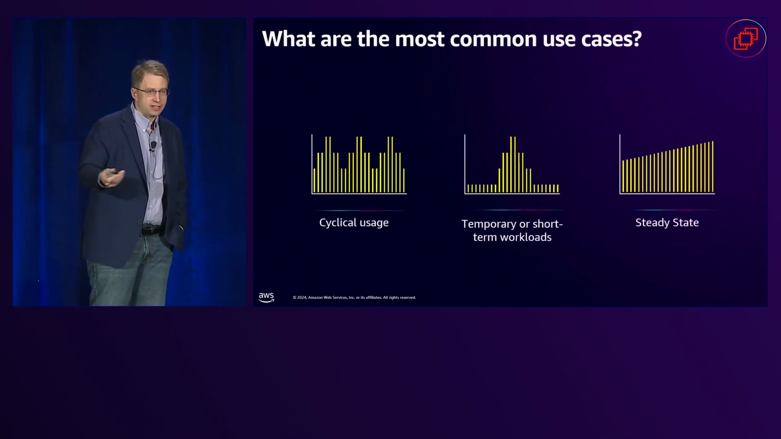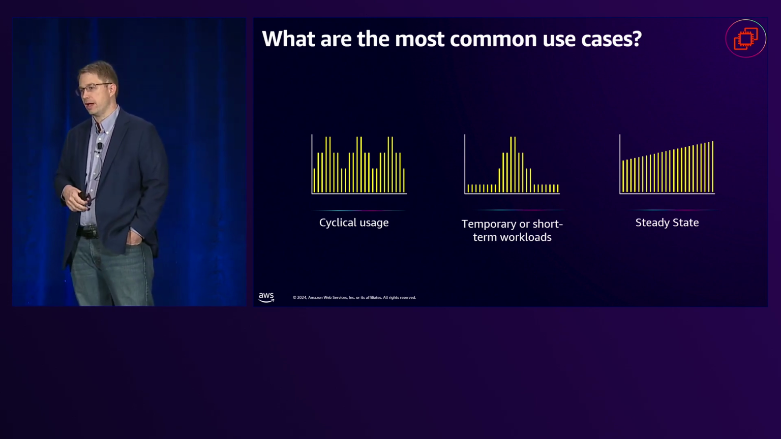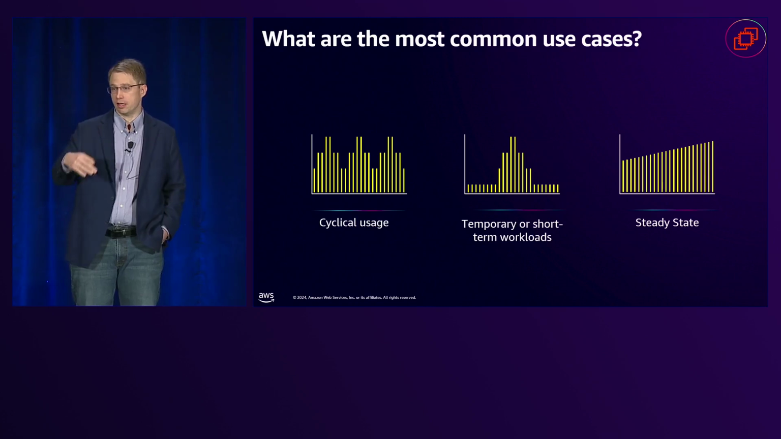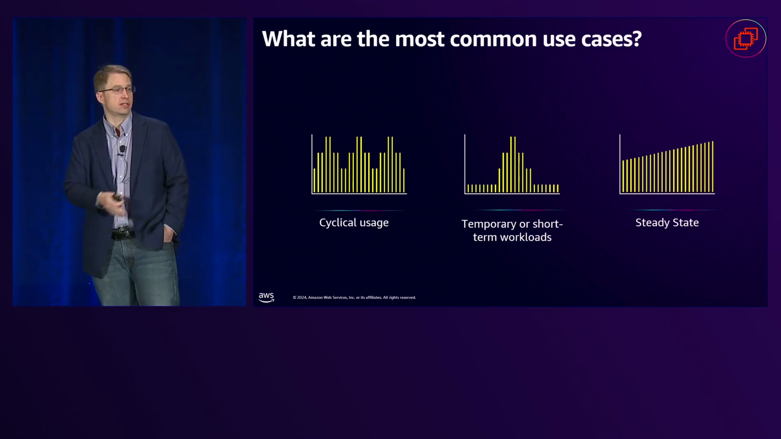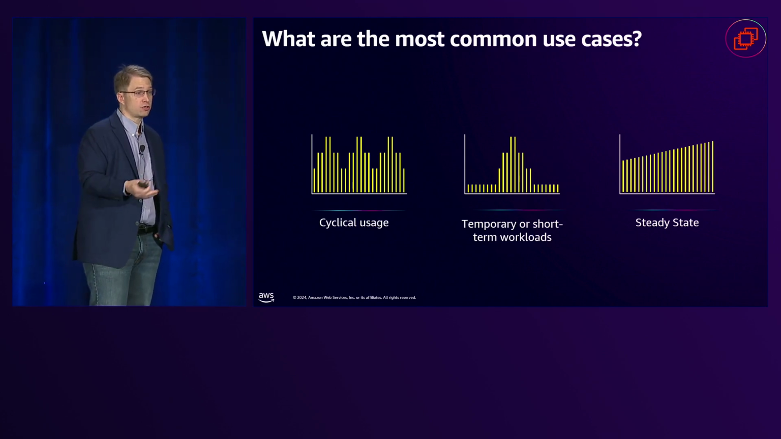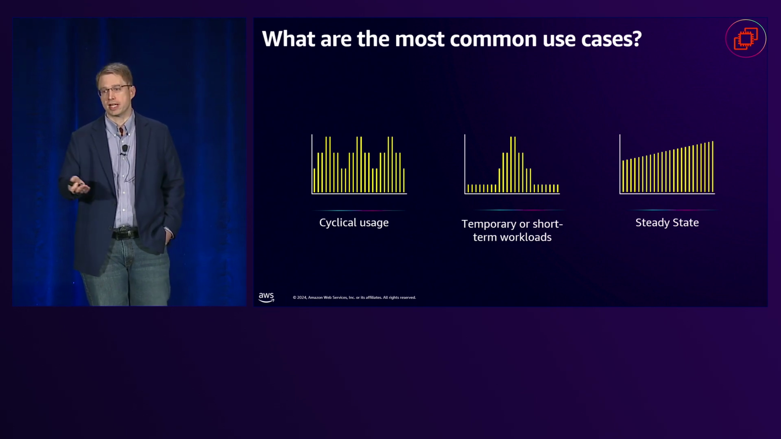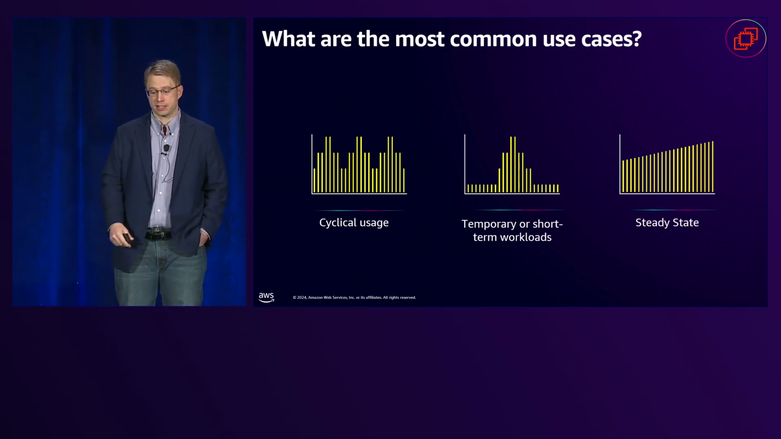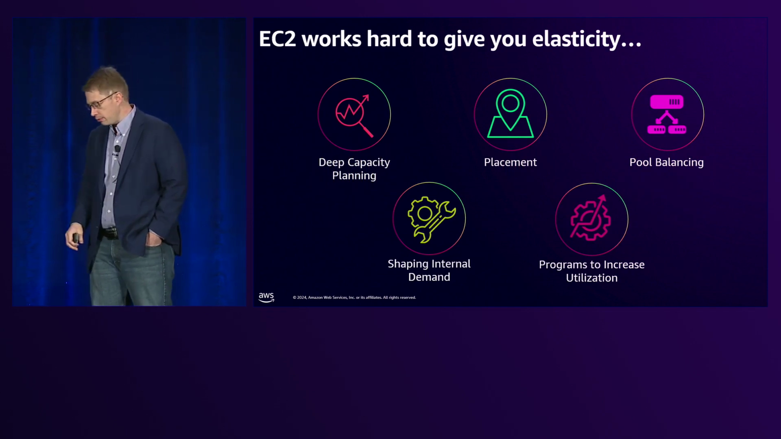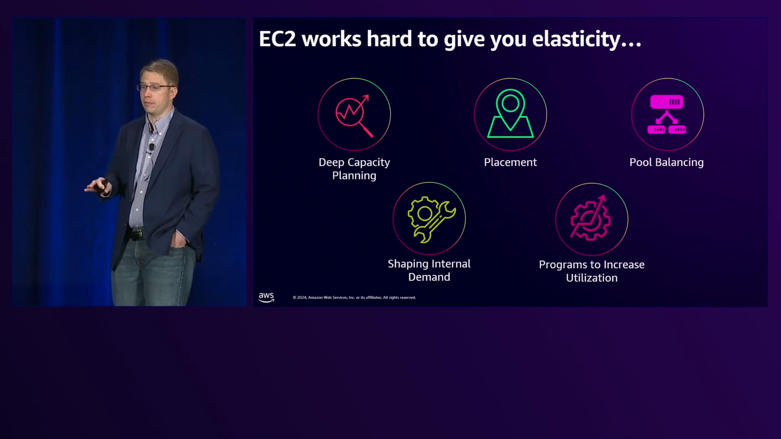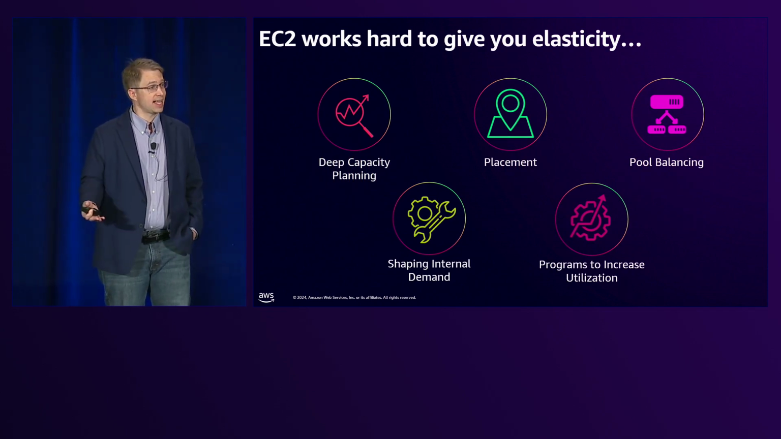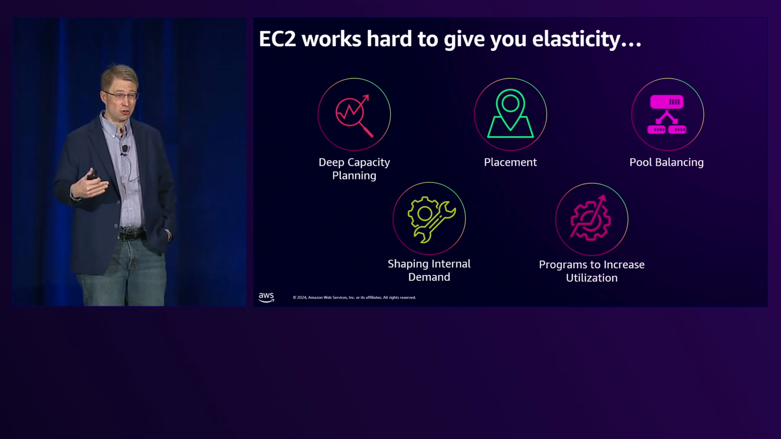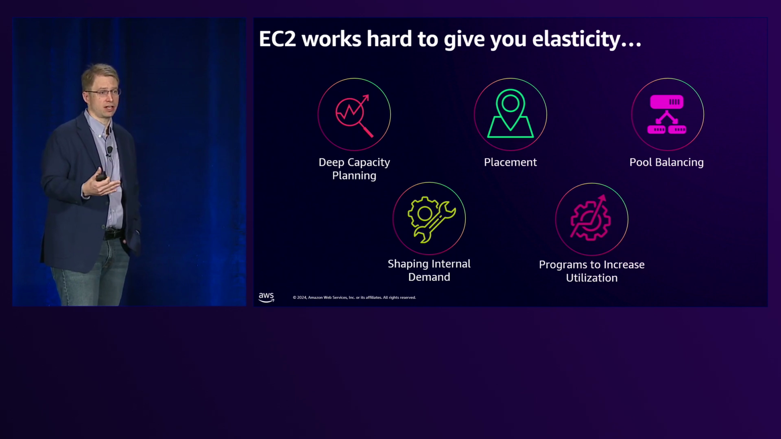With on-demand, as you expect, this is really about different use cases like cyclical usage. During the day, you're going to scale up and down based on different usage periods like 9 to 5. You may have short-term workloads, as well as just normal steady state. This is kind of the de facto and default way customers tend to use capacity. Now, one of the most fundamental core benefits to on-demand is the elasticity. And we work really hard behind the scenes to provide that illusion of infinite capacity.